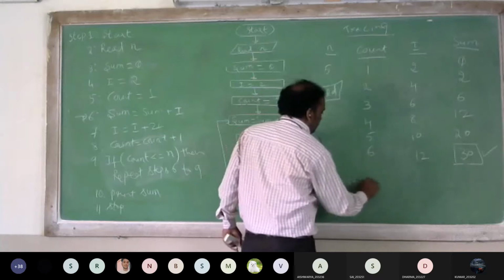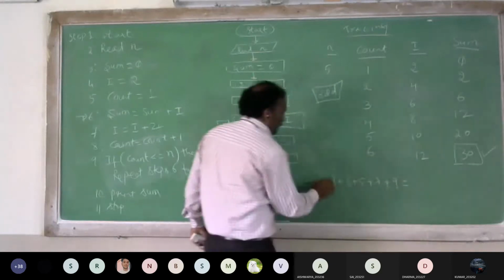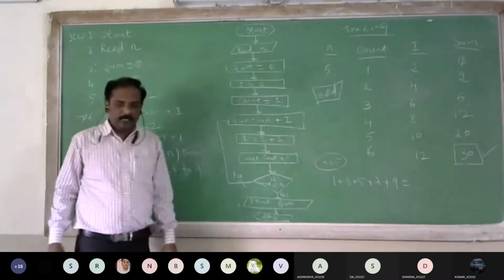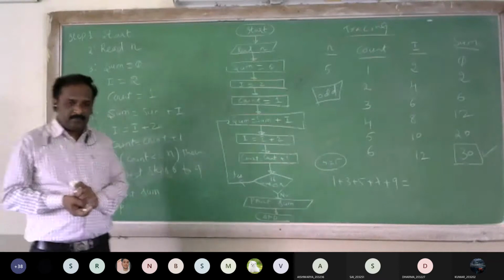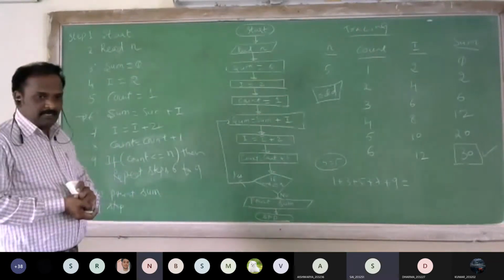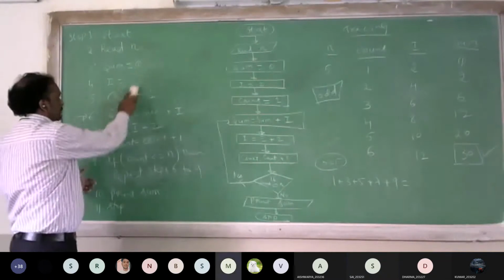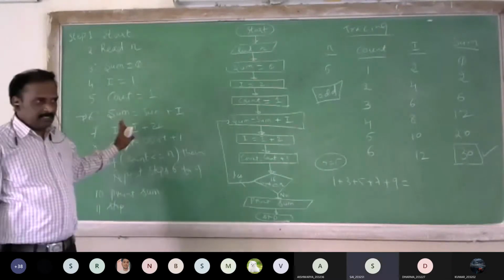Now, if I want to find the sum of odd numbers, what are the odd numbers? Odd numbers are 1 plus 3 plus 5 plus 7 plus 9. If I want to add with n equal to 5, then what is the change I need to make in the algorithm or flowchart? We need to make I equal to 1. I is equal to 1. I is equal to I plus 1.